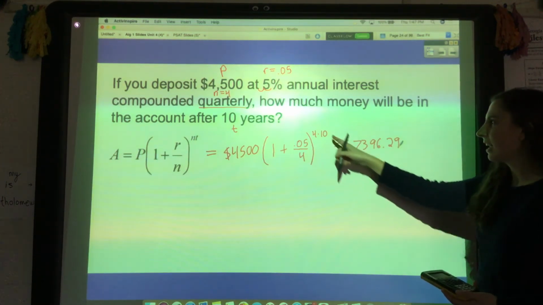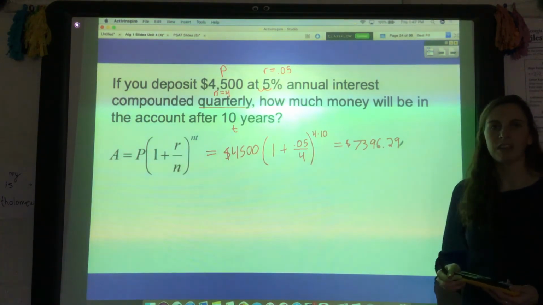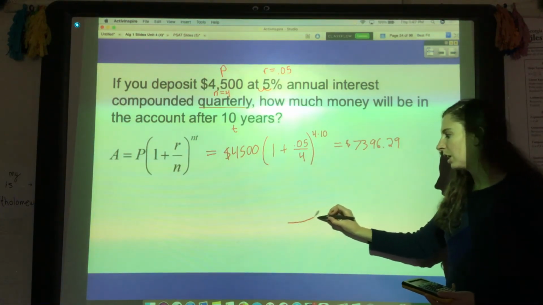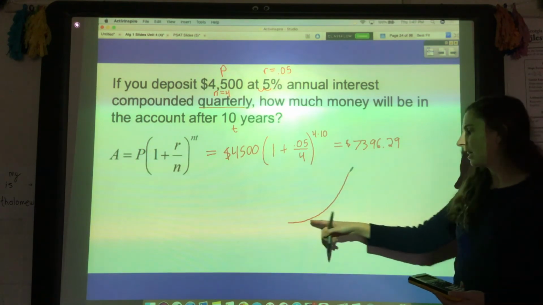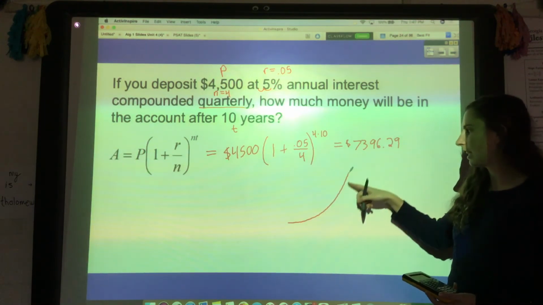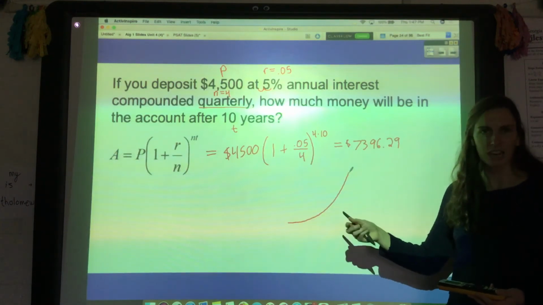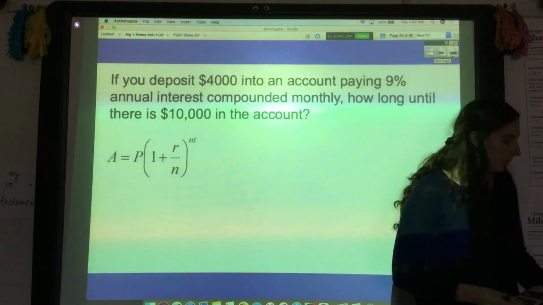And you can see the longer that it's in the account, the more money you're going to have. This is why people say to invest early, because it's exponential. It's going to grow more and more rapidly as you get older. As it's been in the account longer, it's going to get more and more growth. And so this is why you want to invest money in your retirement as soon as you can. Let's try one more problem.